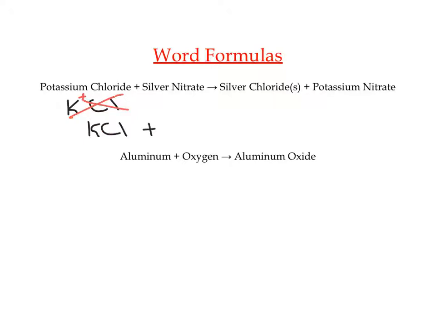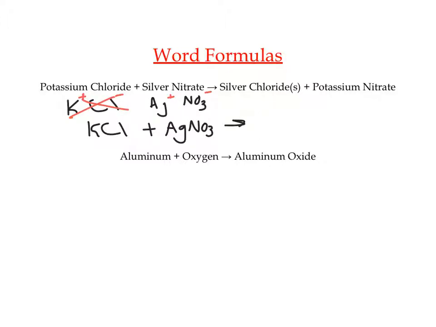Plus, now silver is Ag, and nitrate is NO3. Their charges are +1 and -1. Silver you might not have known right away. You would have had to look it up on your ion sheet. So I cross my charges, and the formula is AgNO3.